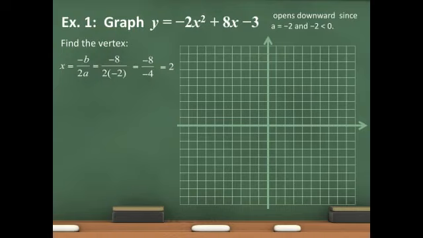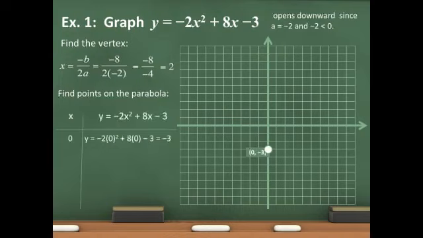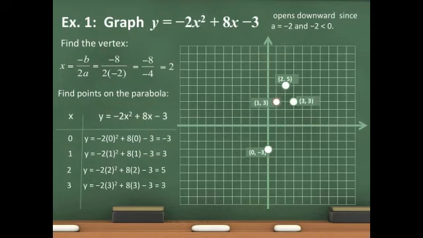To get a nice U-shaped curve, select 2 values less than 2 and 2 values greater than 2. Of course, we also want to choose x equals 2 since that will give us the vertex. Complete the table of values to get the following points: (0, negative 3), (1, 3). The vertex is (2, 5). And then we have (3, 3) and (4, negative 3). Draw the graph using a solid line.